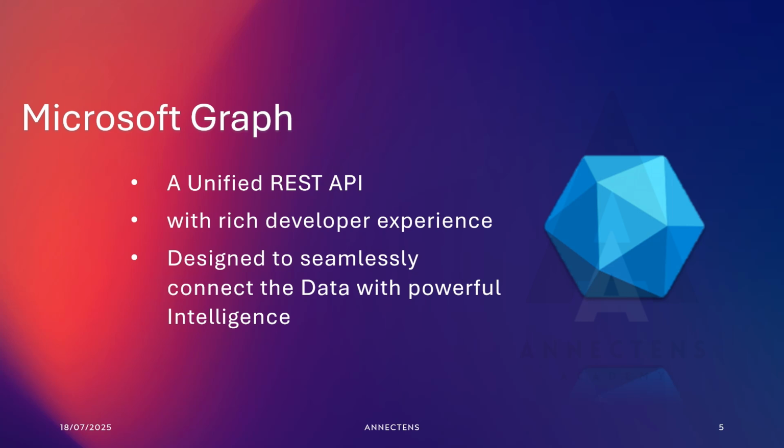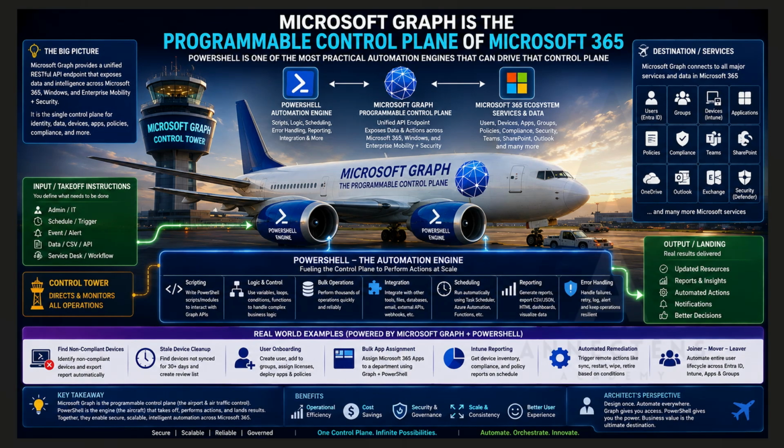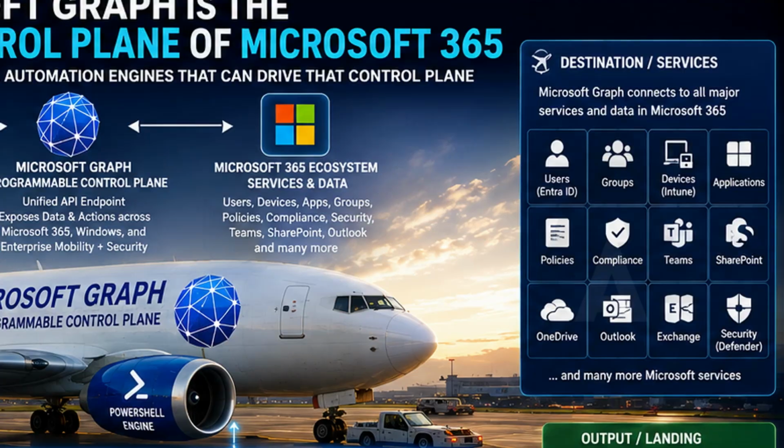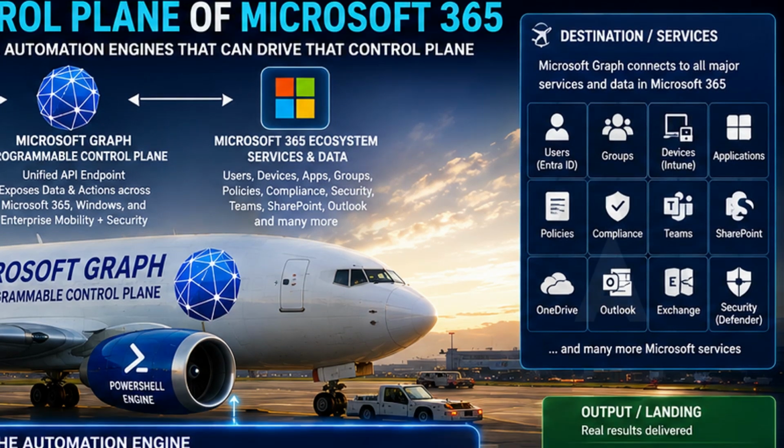Okay, so Microsoft Graph is a unified REST API. Why is it unified? Because it is a single REST API through which we can connect to multiple services. If you remember this plane we just talked about, we have different destinations and services, right? So if you want to reach out to users, groups, devices, applications, policies, compliance, or any other Microsoft service, Microsoft Graph is going to connect you.